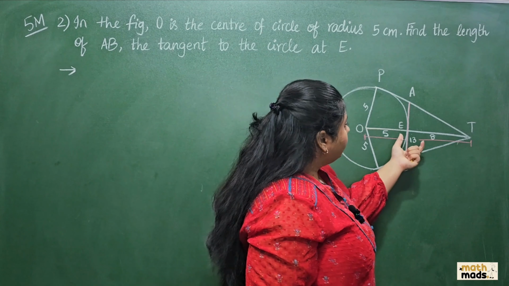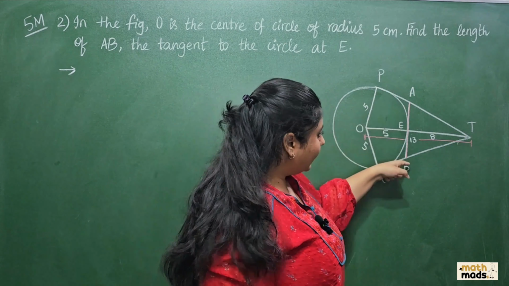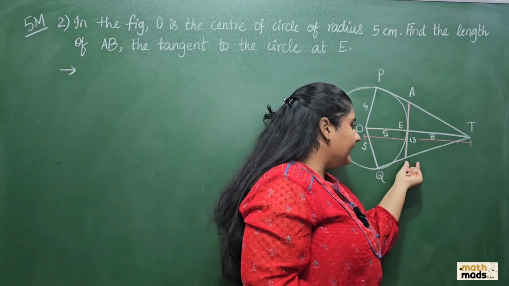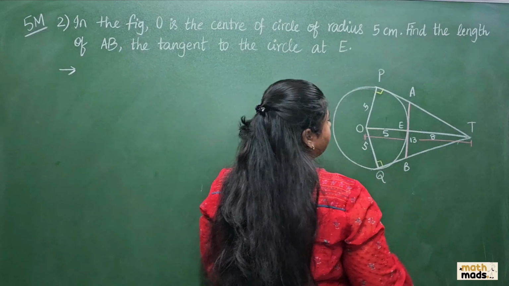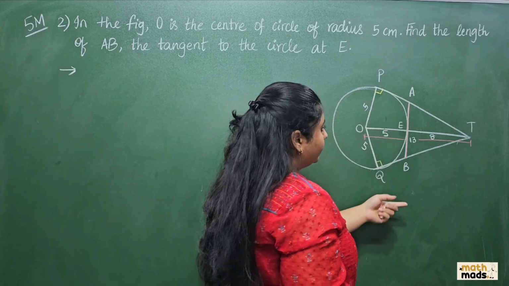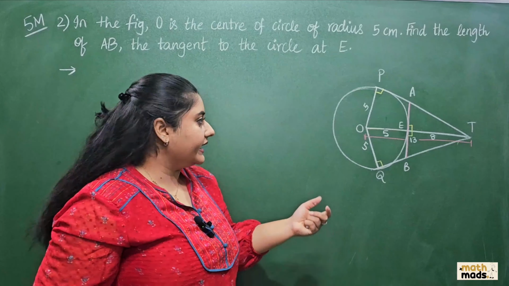Done. Now look at this triangle AET. I am supposed to find the length of AB. So if I find AE and EB, I will be able to find the length of AB. For that, first let me consider the bigger triangle here. We know that this is a right angle because the radius is perpendicular. Also here I have another right angle, that is OE is perpendicular to AB. So I will have right angles here. So I have so many right angle triangles.